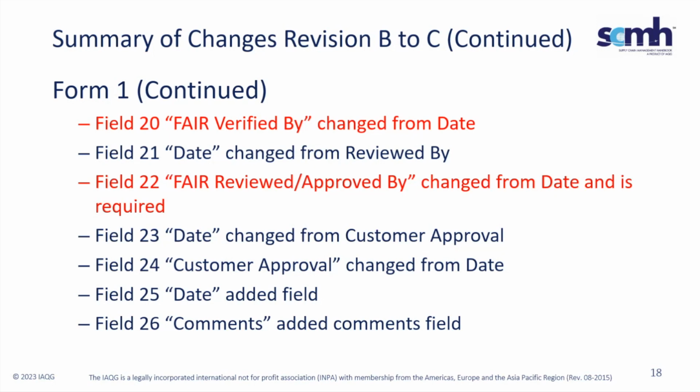So the date, which was in 21, changed from reviewed by, and Field 22 is now the approval field, changed to a required field and from a signature to identification, with clarification added that a person is approving the FAIR. It should not be the same person that verified in Field 20. This is further explained in the handbook, which we will review in just a few moments.